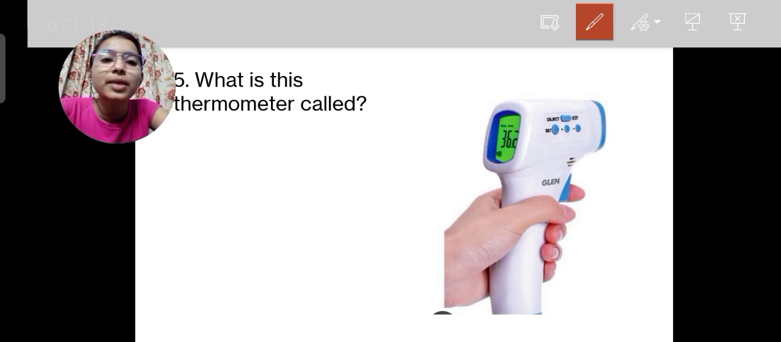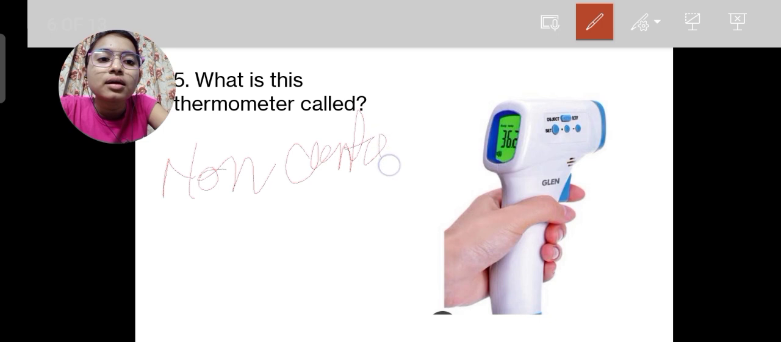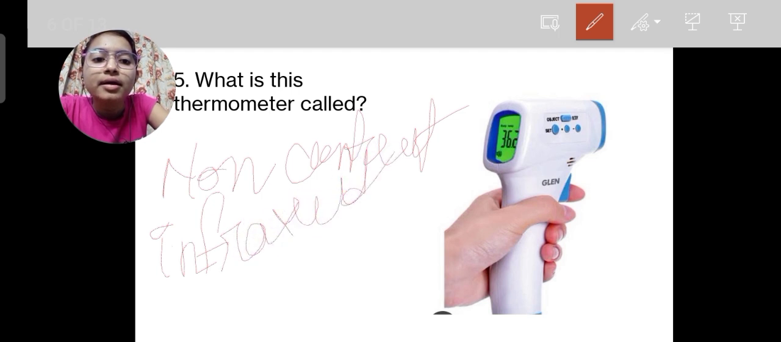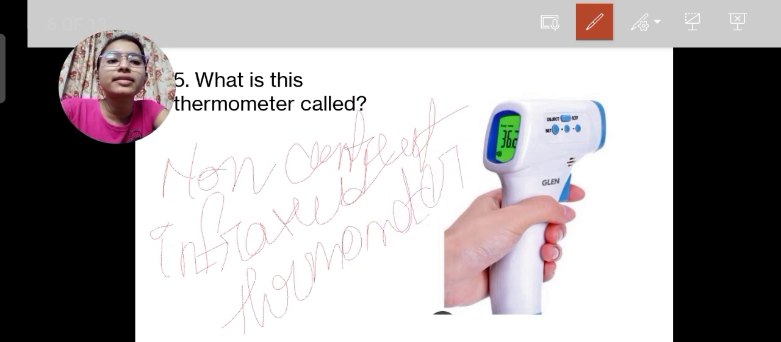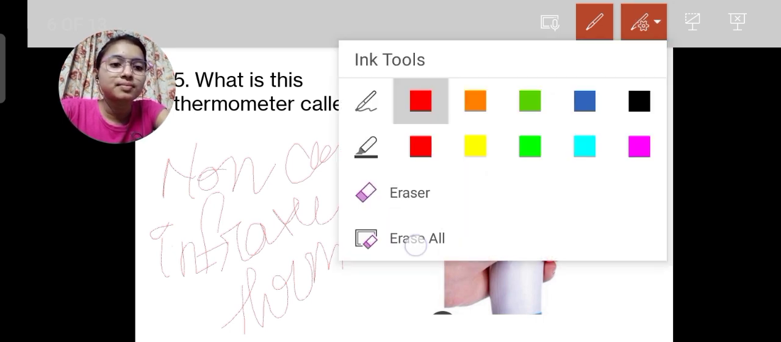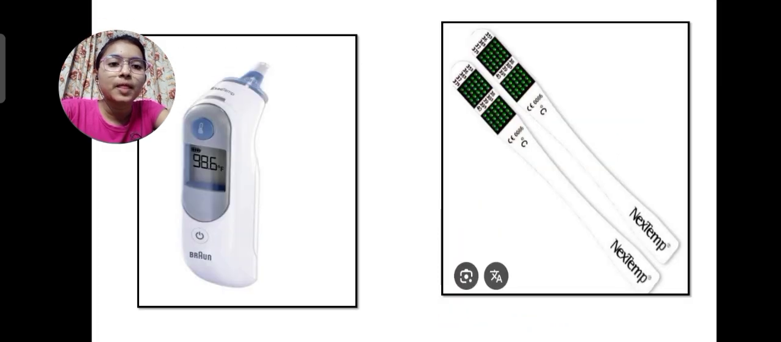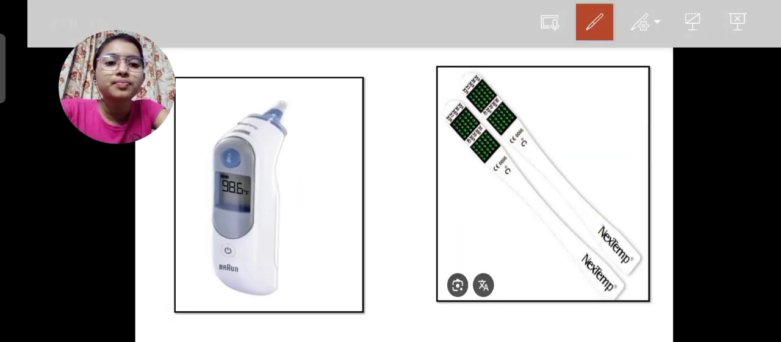So what is this thermometer called? This is the non-contact infrared thermometer. Okay, now the next, what is this thermometer? This is the tympanic thermometer, and this is a picture of a disposable thermometer.